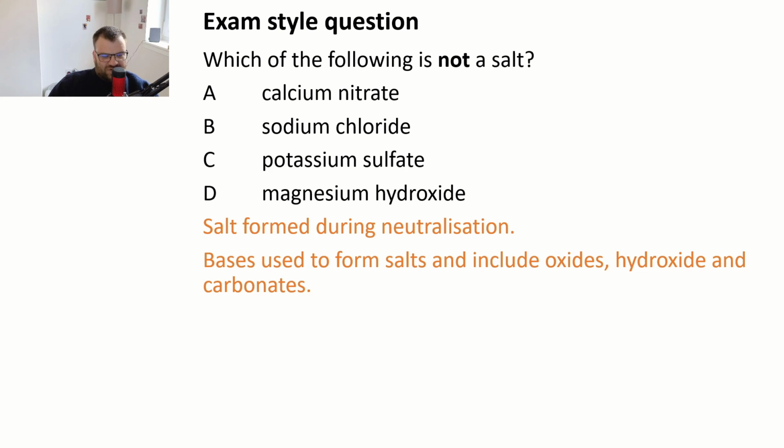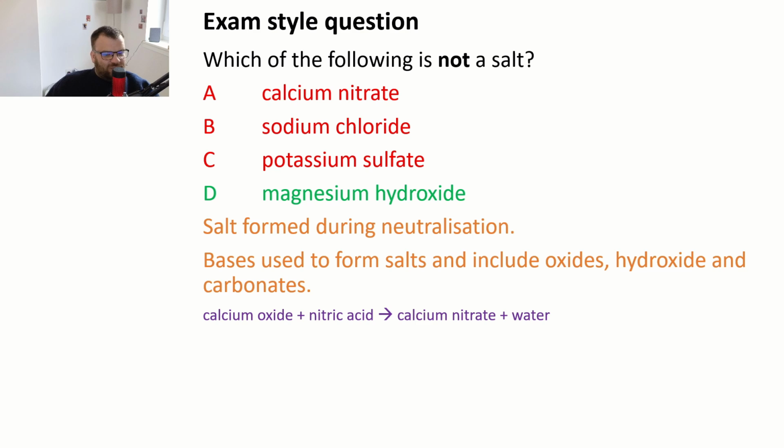Metal oxides, hydroxides, carbonates. Looking through these ones then, D would be my answer here because that is an example of a metal hydroxide which acts as a base and neutralizes the acid. Another way you can look at it is you can work back to a combination of an acid and a base that would make the other 3 of them.